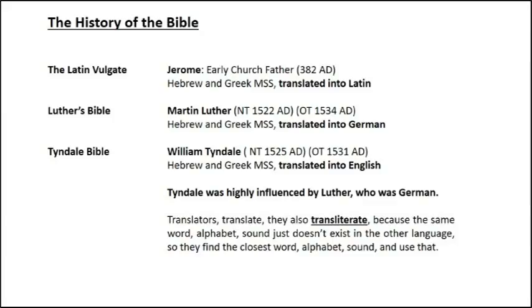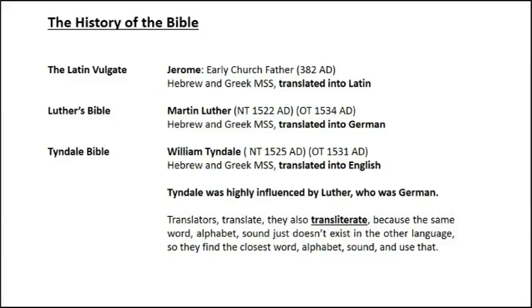The first Bible was translated from Hebrew and Greek manuscripts into Latin by Jerome, an early church father, in 382 AD. It was called the Latin Vulgate, Vulgate because vulgar was the common Latin of the day. Jerome was a Greek scholar, learned Hebrew, and obviously knew Latin, Vulgar Latin. The next major translation was done in the German language by Martin Luther. Luther completed the German translation of the Bible, the New Testament, in 1522 AD and the Old Testament in 1534 AD.